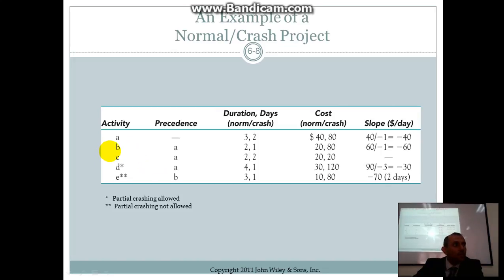Activity B, you have to have A before activity B, and it takes 2 days for normal, and if you crash it, 1. For the normal, how much is it going to cost? And if you crash it, just like we said before, if you want to expedite a project, if you want to crash a project, it makes sense that it's going to cost you more.